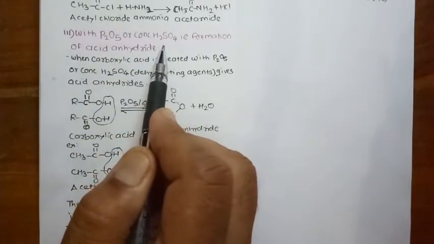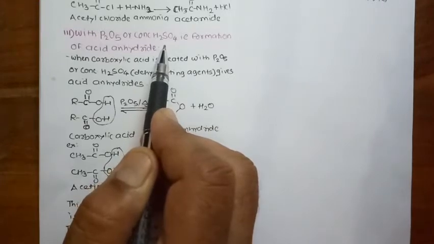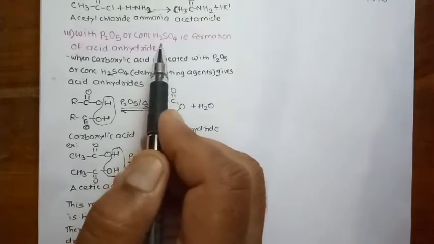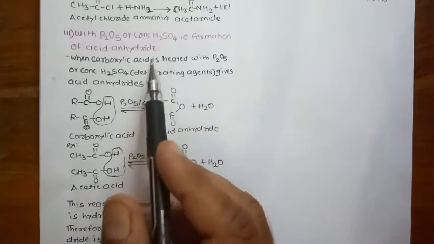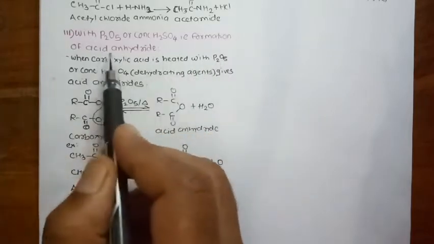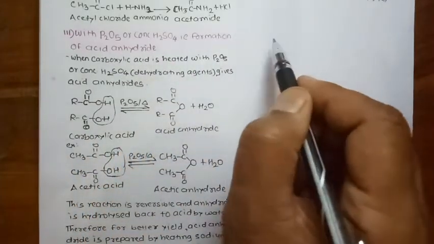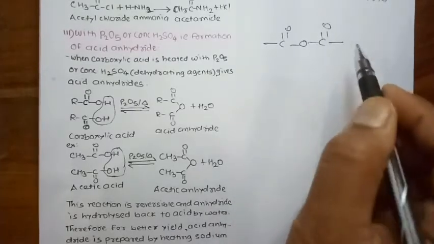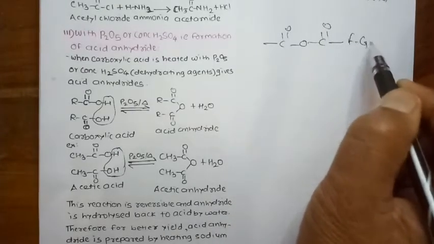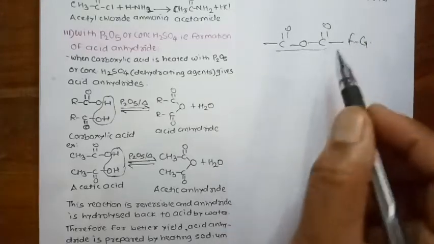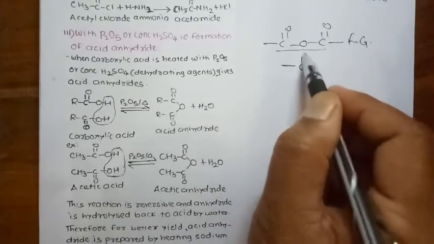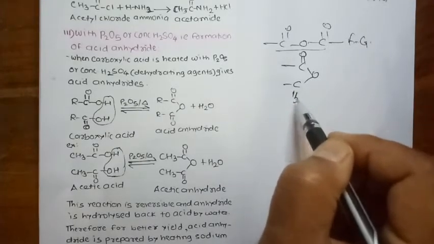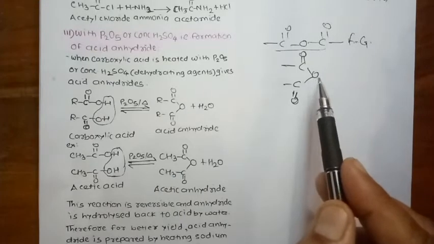These are the dehydrating agents. They absorb the water molecules, or they remove the water molecules from the carboxylic acids, and there is a formation of anhydrides, acid anhydrides. Anhydrides are the compounds that contain C double bond O, C double bond O, such type of functional group. They contain such type of the functional group.